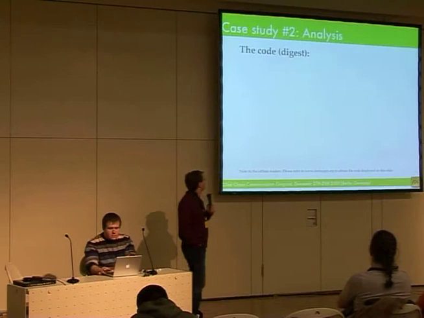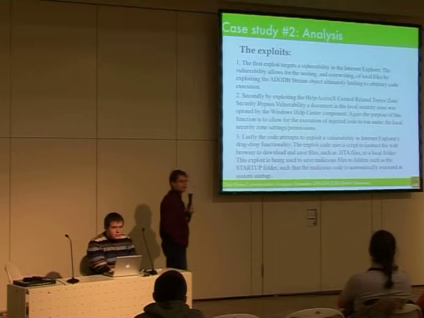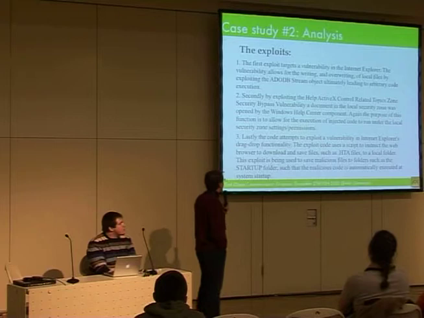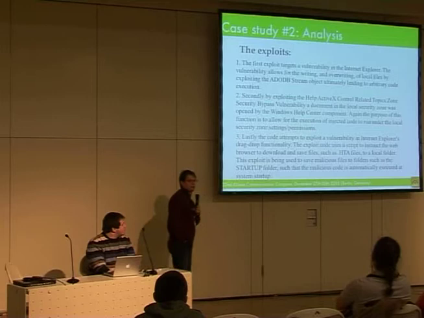Okay, so these are the three exploits, and of course this is very much in line with what you have seen when you browse the site. The first one is the ADODB stream object vulnerability. The next one is the Help ActiveX control vulnerability, and the last is the drag and drop vulnerability.